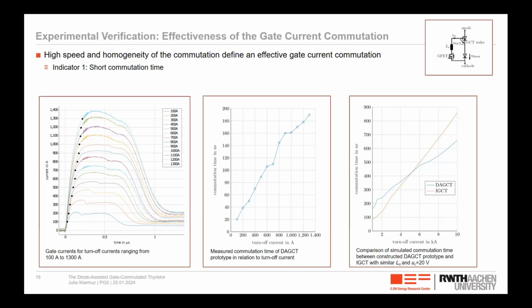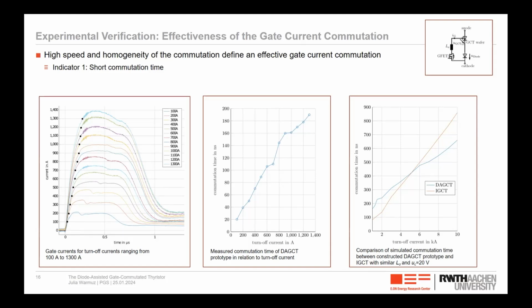So to compare it to an IGCT, I took the commutation time and the extrapolated values from my simulation to show you how the commutation for a DAGCT would look like up to 10 kiloamps, and then compared it to a simulation of an IGCT. The simulation of the IGCT was very ideal. So I used the exact same stray inductance for the DAGCT, which in reality would be way higher, but I wanted to compare how the two different turn-off mechanisms compare to each other, and therefore I wanted to get rid of the factor of the stray inductance.